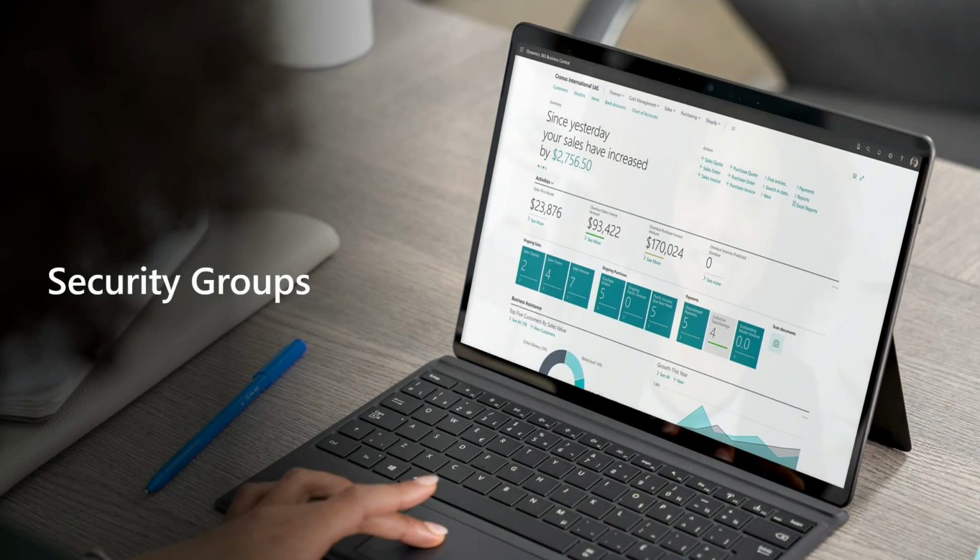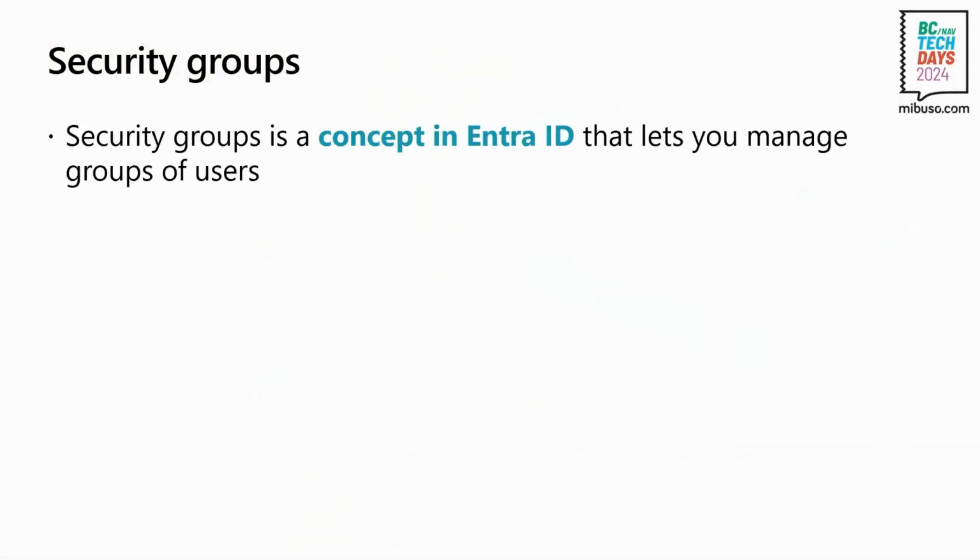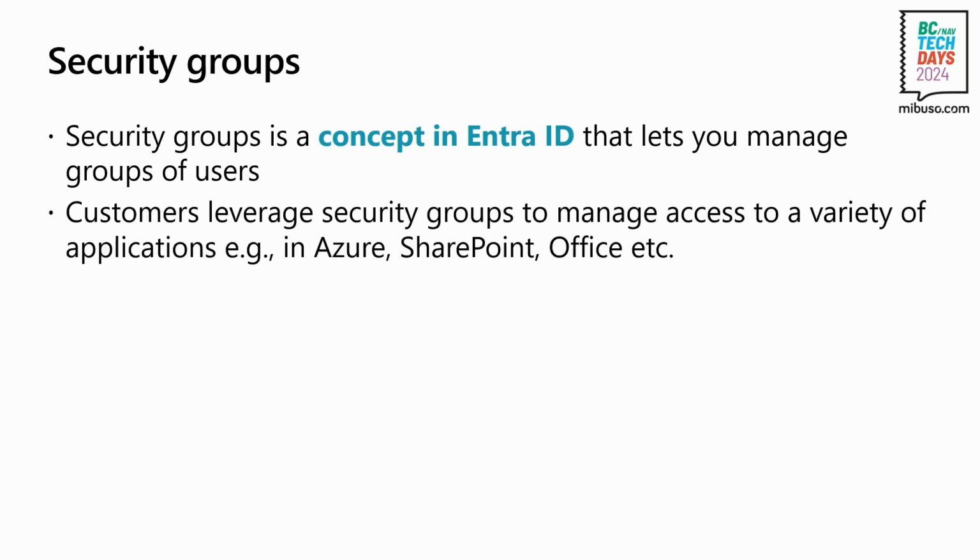And the first concept we are going to dig into is called security groups. And let's understand what these are. So security groups is not a Business Central concept per se. It's something that has been sitting in Azure and Entra ID for a while. It allows you to manage a group of users. And a lot of your customers are most likely already using this to manage access to SharePoint, to Outlook, Azure, other Azure apps. So they already know about this, right?